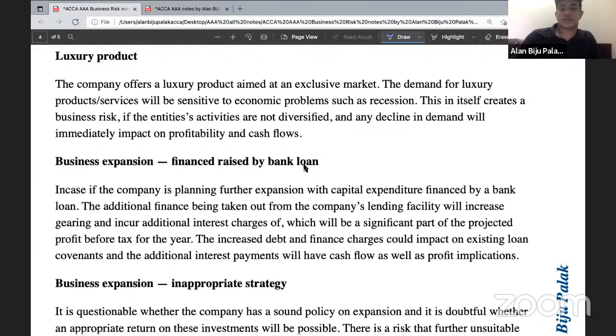Then expansion, finance raised by bank loan. It may be mentioned that the company has raised a huge amount of finance from bank loan. When a company raises finance from a bank loan, the first thing that will be affected is that the company might breach its existing loan covenants. In case a company has breached the existing loan covenants, the company needs to repay the whole loan amount to the providers of the finance at a single stretch. So automatically, if a company needs to pay back such a huge amount in a very short span of time, the company won't be able to meet its going concern abilities. So it will affect the company's going concern.